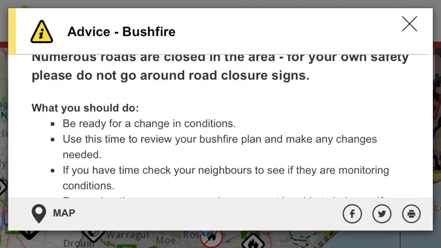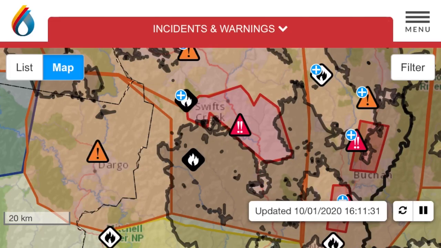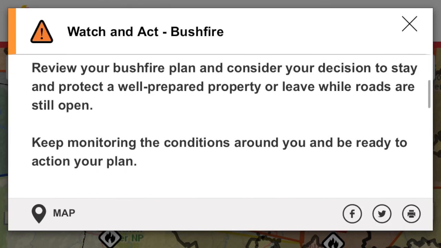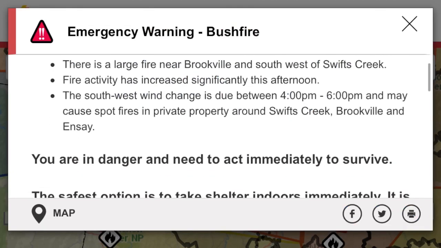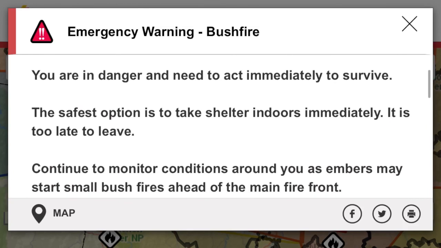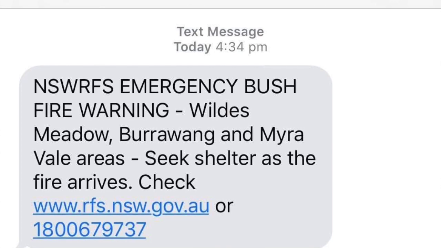Advice, meaning a low level of danger. Watch and act, meaning that the fire is moving and could escalate quickly. And then an emergency, meaning that the fire is imminent. Like Japan's earthquake warning system, the warnings are sent out by SMS, on television and on radio.